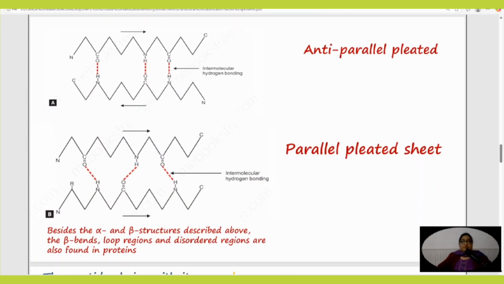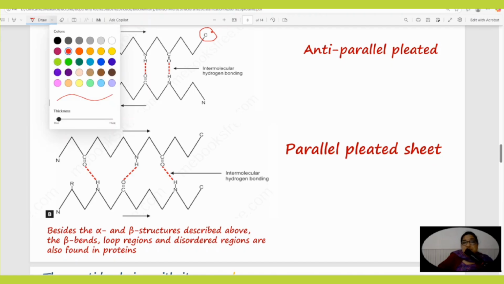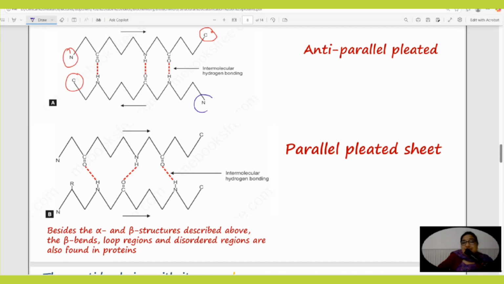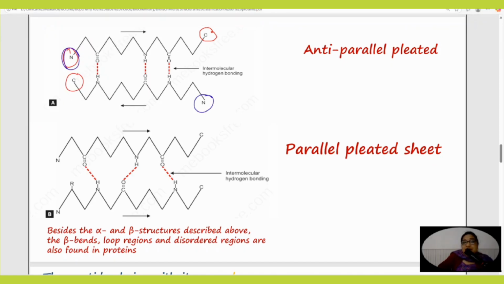You can see here, this is the linear chain which contains one N terminal end and another terminal end, the C terminal end. Here you can see that the C terminal ends are opposite to each other, whereas the N terminal ends are opposite to each other. That means they are not in the same direction.